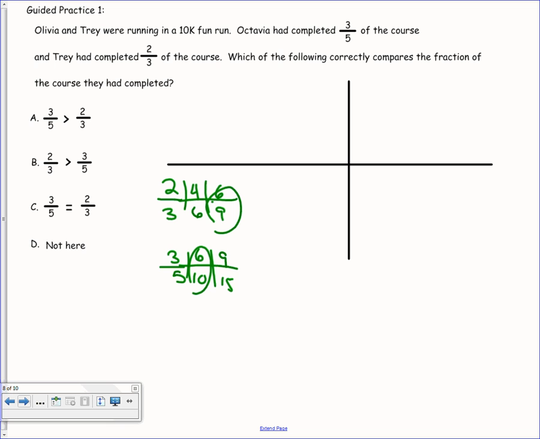So therefore I'm going to compare 6/9 and 6/10. Same numerators, so I have to look at my denominators. 10 is bigger than 9, but thinking about denominators, ninths are bigger than tenths. So therefore 6/9 came from 2/3, 6/10 came from 3/5. So 2/3 is greater than 3/5, 2/3 greater than 3/5.